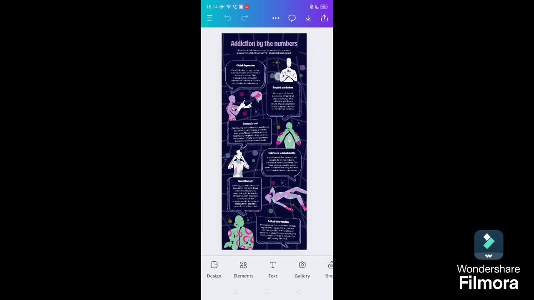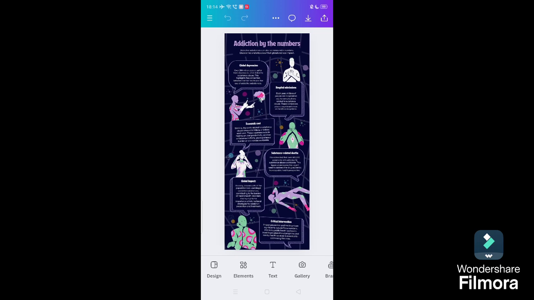Another is hospital admissions. Each year millions of people are hospitalized due to complications related to substance abuse. These admissions place significant strain on the healthcare system. Another is economic cost. Globally, the cost related to substance abuse runs to trillions of dollars each year, and these expenses include healthcare, loss of productivity, and law enforcement efforts, placing a heavy economic burden worldwide.